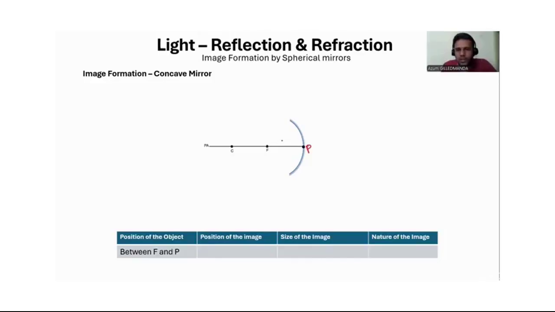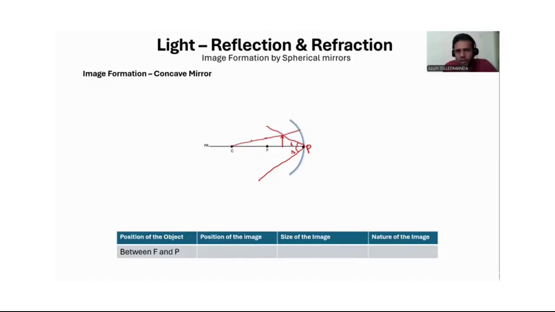Then there is another scenario where the object is between F and P. So this is P, right? Our center. So let's say I have an object here, between F and P. When the object is between F and P, what will happen? I will put a ray that is incident with some angle of incidence. This has to reflect like this, right? If this is I, this is R with the same angle.